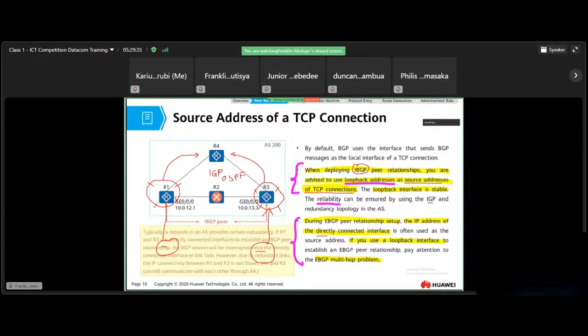Yeah, we use the directly connected interfaces for peering purposes. For IBGP, we use the loopback addresses for peering. Peering means joining two neighbors, or joining BGP speakers. They're called BGP speakers. Any router that is connected in a BGP network, we refer to it as a BGP speaker.